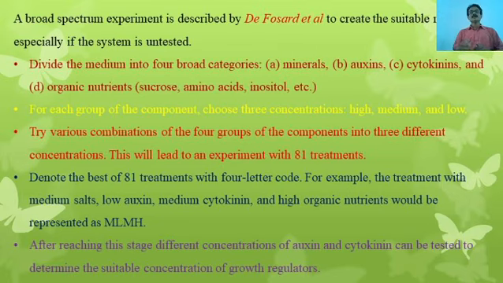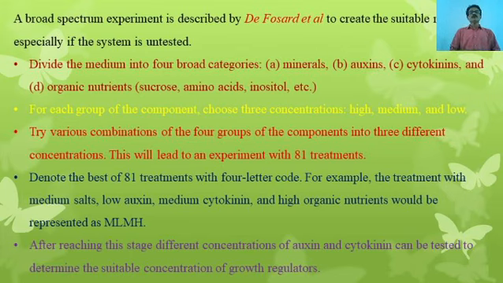How to select the plant tissue culture media. So it includes, first, divide the medium into 4 broad categories: minerals, auxins, cytokinins and organic nutrients, including sucrose, amino acids and myo-inositol, etc. For each group of components, choose 3 concentrations: high, medium and low. Try various combinations of the 4 groups of components that we have chosen as A, B, C, D as above. You will get around 81 treatments.